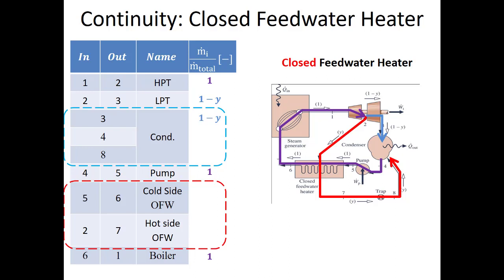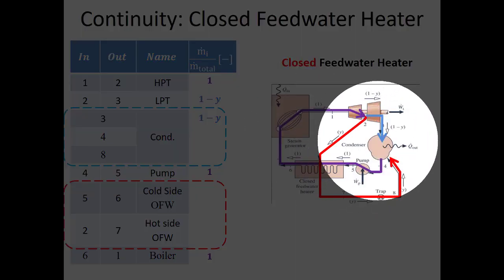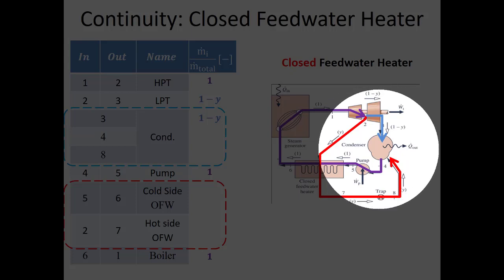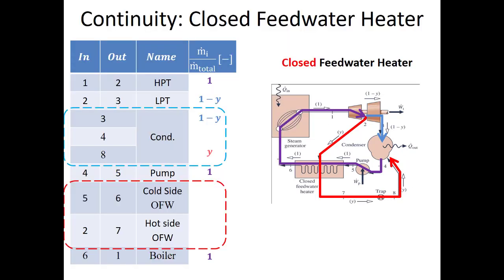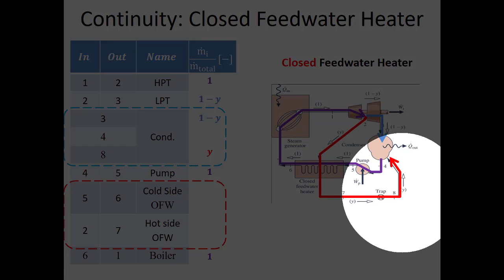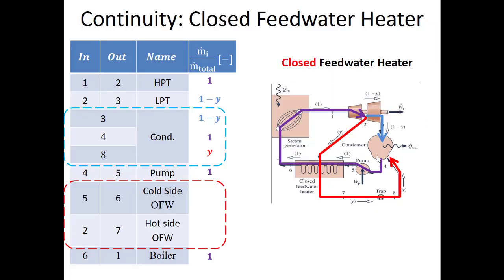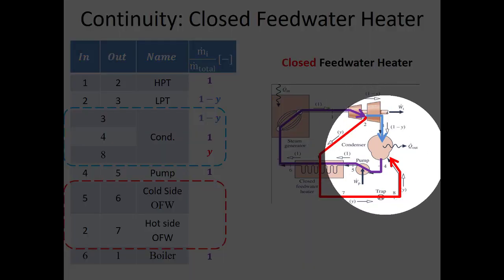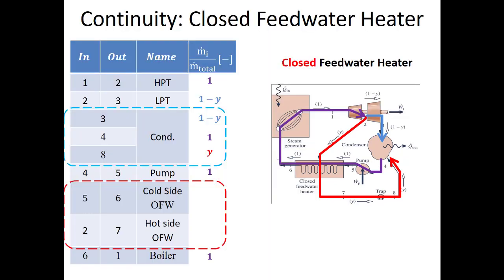And then I deal with the condenser here. So the condenser's got one inlet that's coming in at 1 minus Y. It's got some other inlet that's coming in at Y times m dot. And then it's got this outlet, right? This is where all the mass comes back together. So the outlet here gets all the mass flow rate.